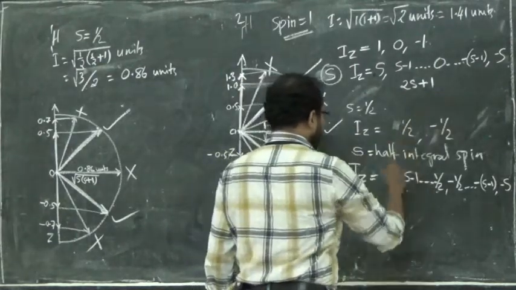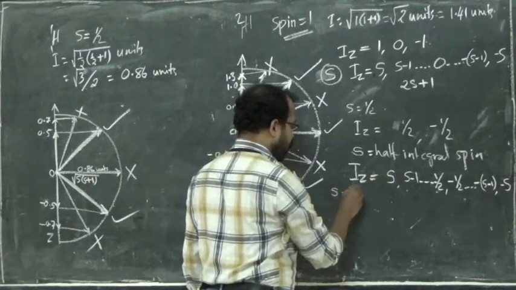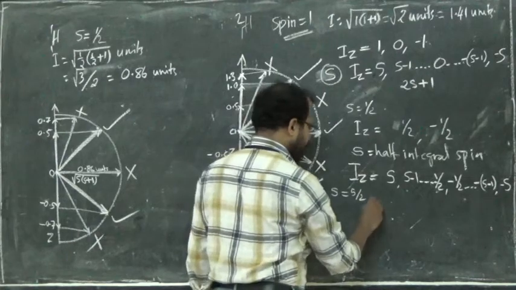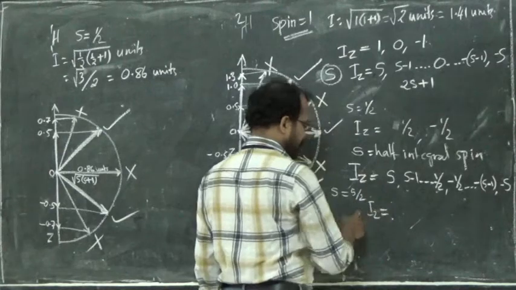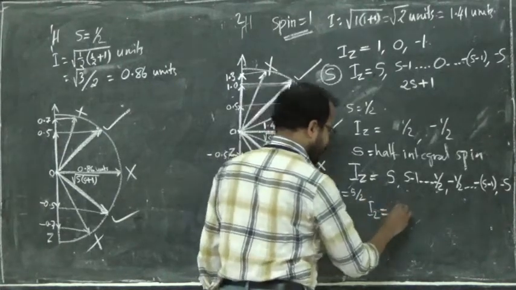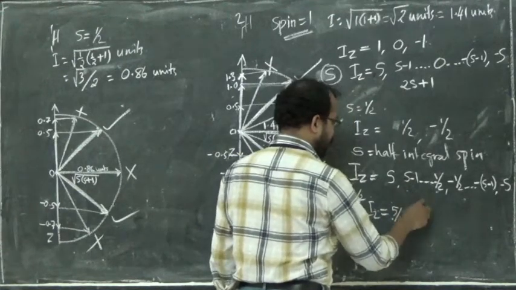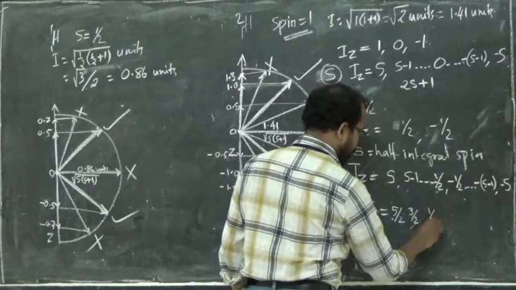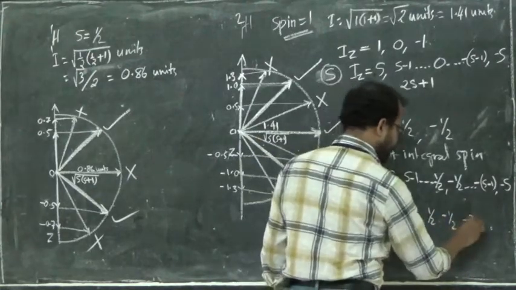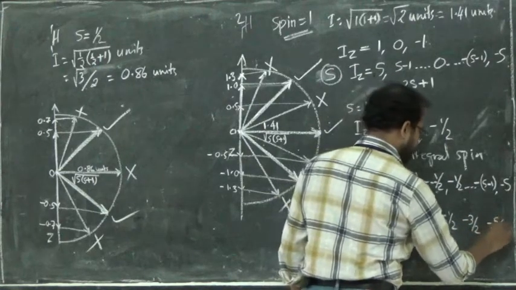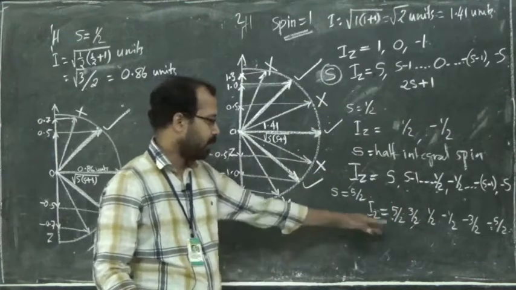Therefore, in this case, for example, if S is equal to 5 by 2, which are the possible Iz values? According to this, the first Iz value is S itself, so it is 5 by 2. Then S minus 1, that is equal to 3 by 2. Then after that half, then minus half, then minus 3 by 2, then minus 5 by 2. These are the possible components if S is equal to 5 by 2. I hope now you understood.